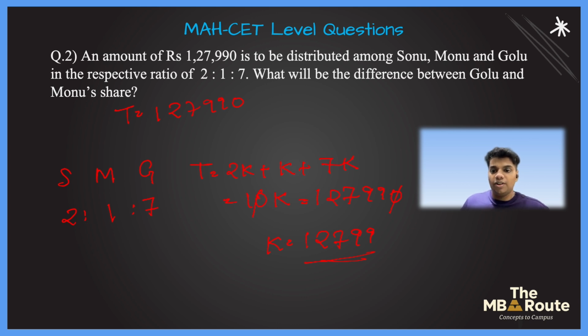So we have to find the difference between Golu and Monu. Golu would be 7k and Monu k, so obviously the difference between them would be 6k. So 6k is equal to 12,799 into 6. We can calculate this, and by calculating this, we would be getting 76794. This is our final answer.